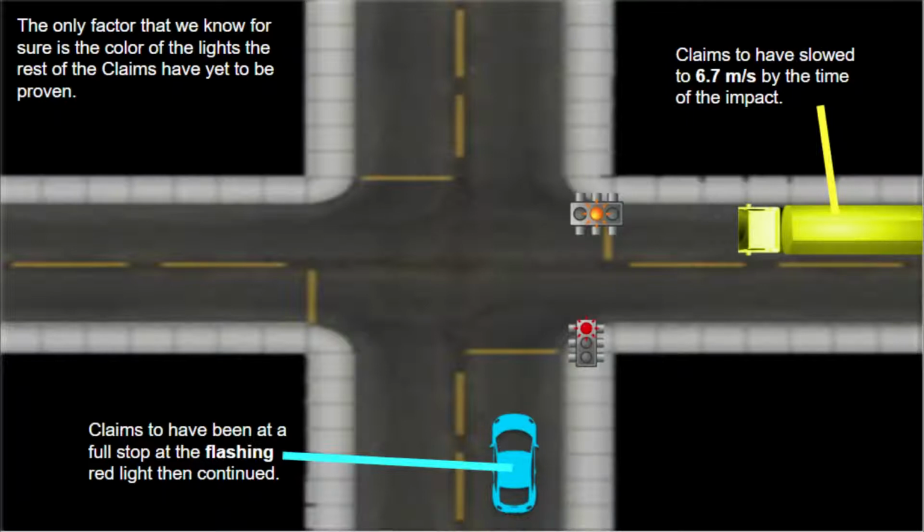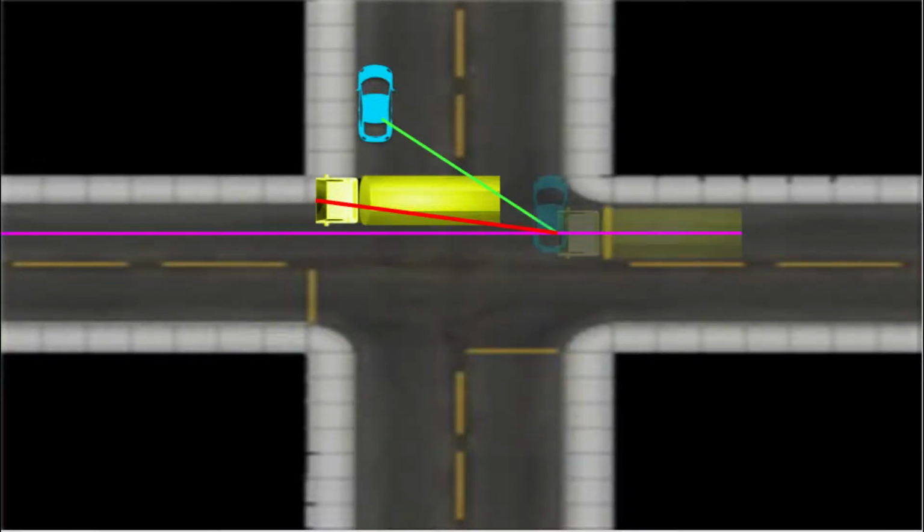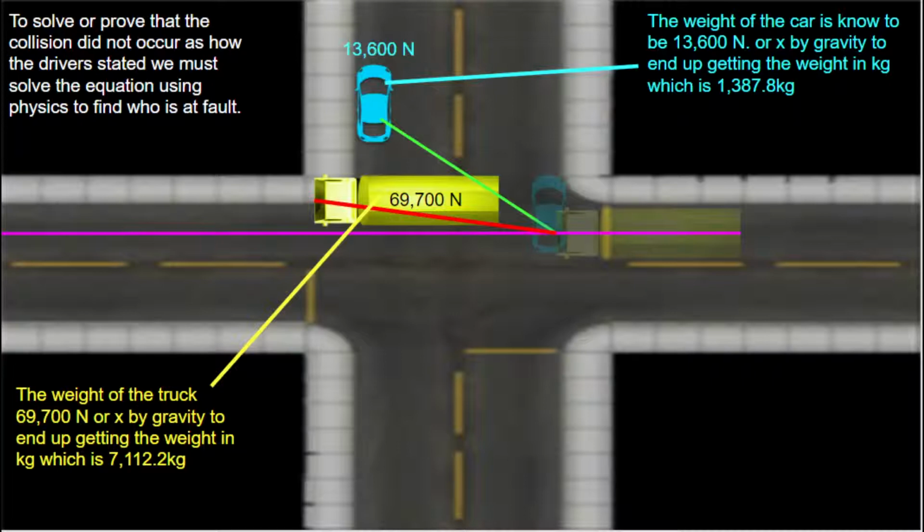The truck driver claimed to have slowed down to 6.7 meters per second by the time of the impact, while the car has claimed to have been at a full stop at the flashing red light, then continued. We also know that the car was 13 meters into the intersection where the collision occurred, and the car can only accelerate at 3 meters per second squared. Here is a triangle. To prove or solve that the collision did not occur as the drivers stated, we must solve the equation using physics to find out who is at fault.